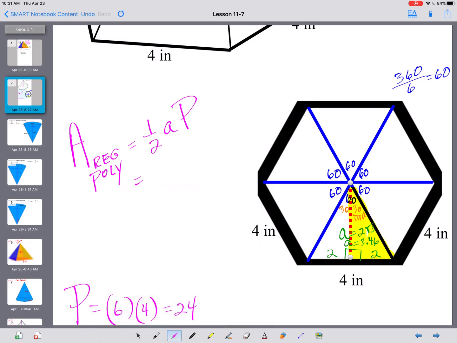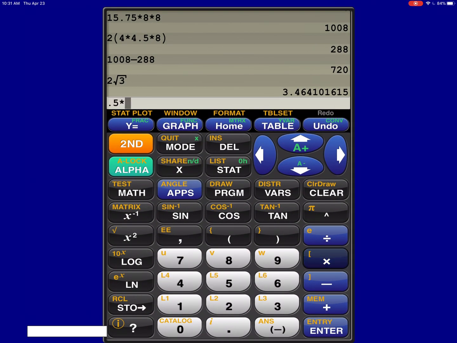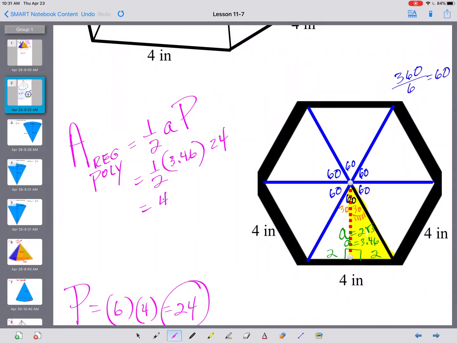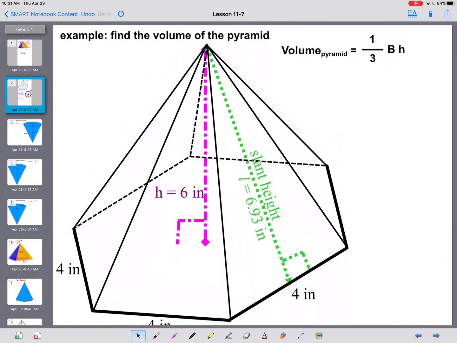We got everything we need now. 1/2 the apothem. The apothem is 3.46. The perimeter right down here, 24. Let's do it. 1/2 apothem times perimeter. Okay, 1/2 times 3.46 times 24. There it is. This is going to give us the area of that hexagon base. There it is, 41.52. Now, we're going to remember that because we need that up top for capital B. It's the area of the base. Let's go back up top, 41.52.